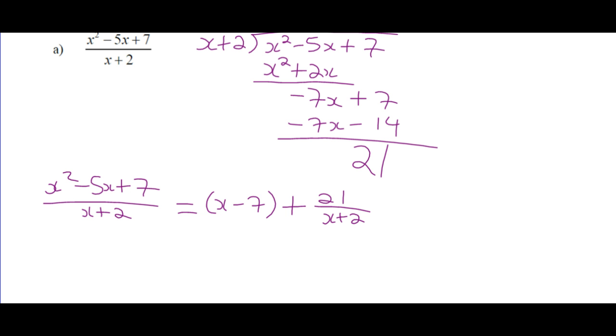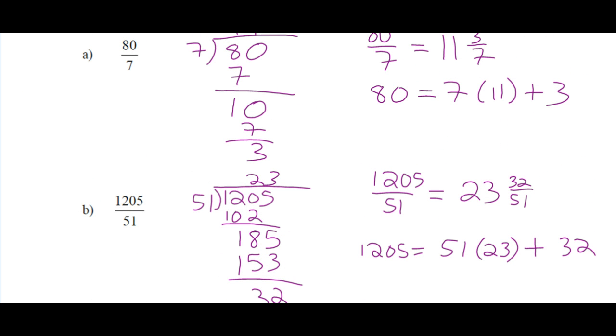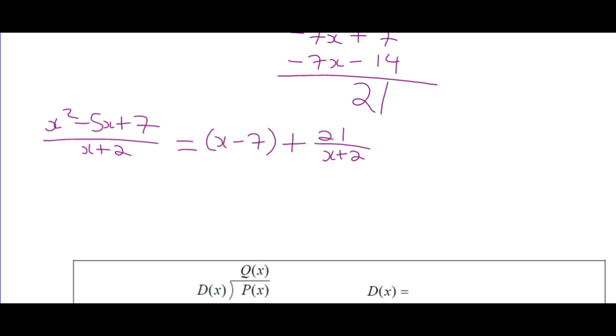Right? And you look at that formula, that's really ugly and messy, and so you say, hey, up here when we had that, we just multiplied everything by 7, right? Just got the 80, got 7 times 11, took out the 7 there. What if we just multiplied everything by x plus 2? Then this would become x squared minus 5x plus 7 is equal to x plus 2 times x minus 7 plus 21.